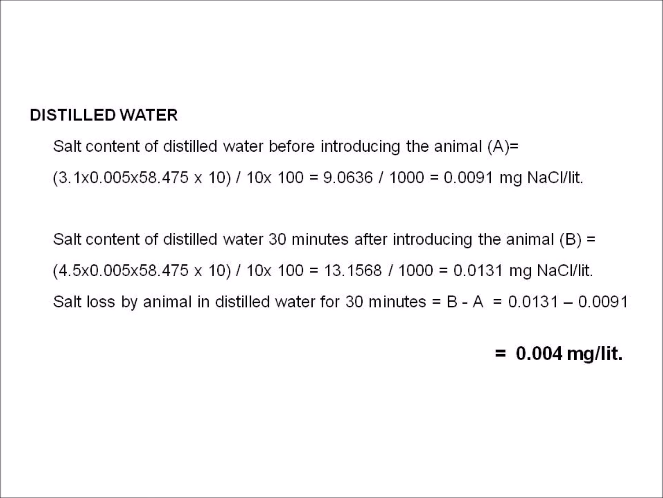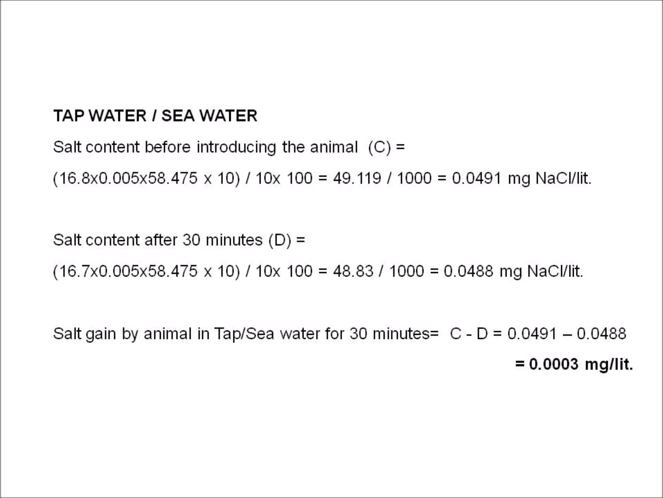What is the salt loss by the animal in distilled water for 30 minutes? B minus A. 0.0131 minus 0.0091, that is equal to 0.004 milligram per liter. So this is the next medium, that is tap water or sea water.